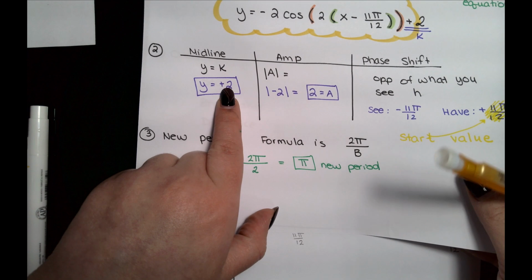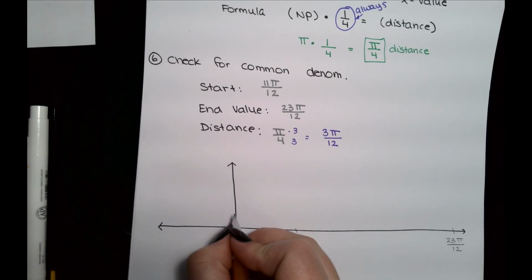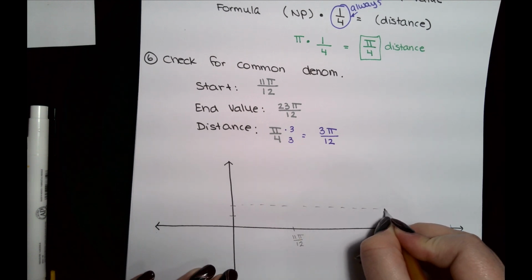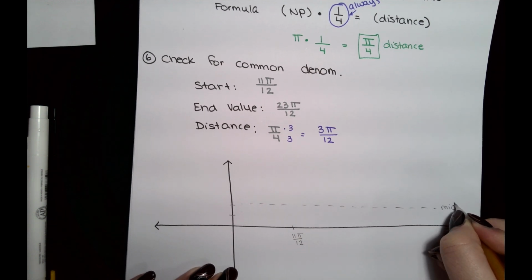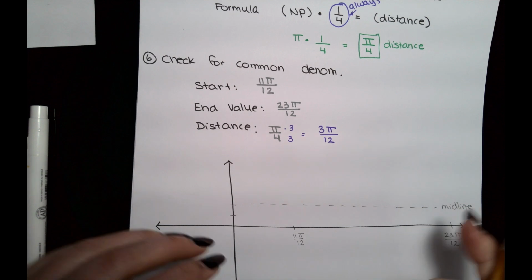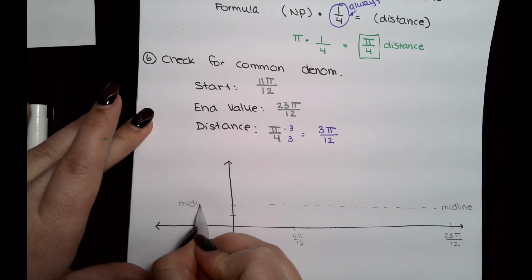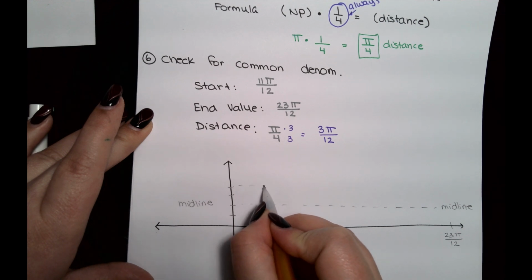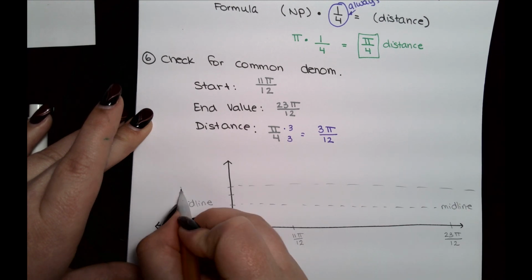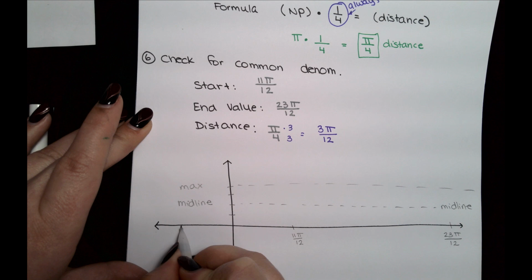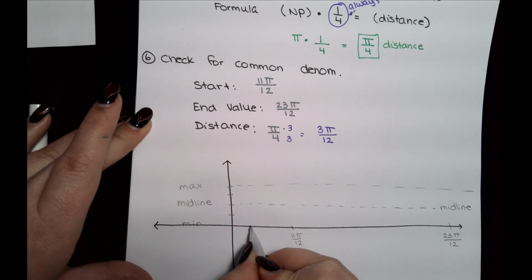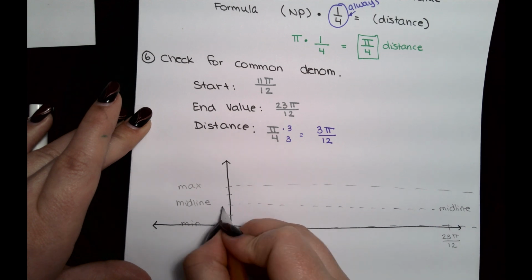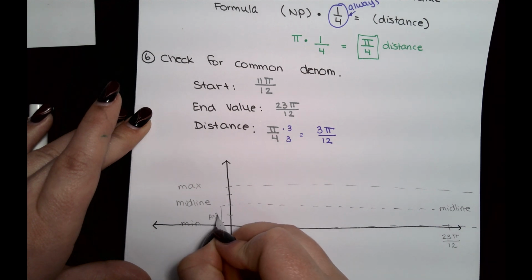My midline is at 2, my amplitude is 2. So here's 1, 2. I'm going to do a dotted line. This is not an asymptote. This is my midline. I probably will need to move that word here. Then I'm going to go up 2 for my maximum, and I'm going to go down 2 for my minimum. Now, the reason I am going up and down 2 is because my A value, my amplitude, is 2.